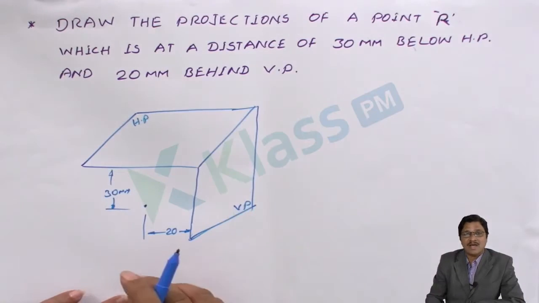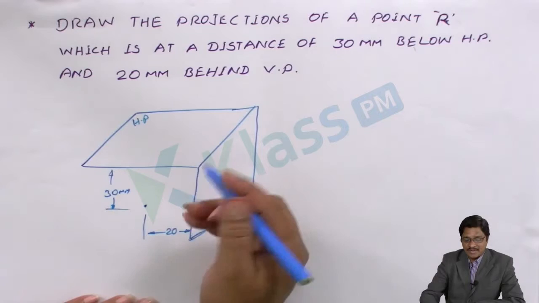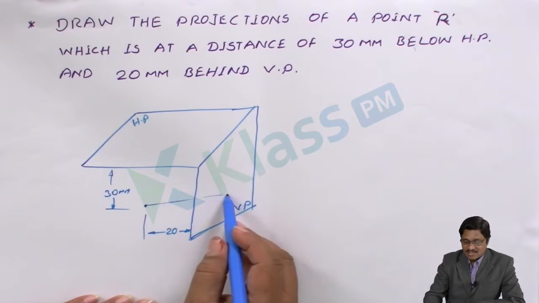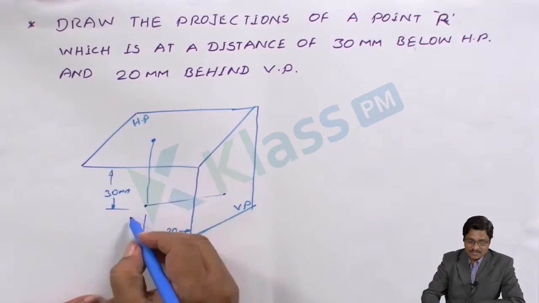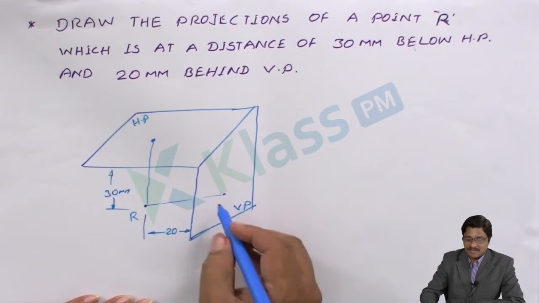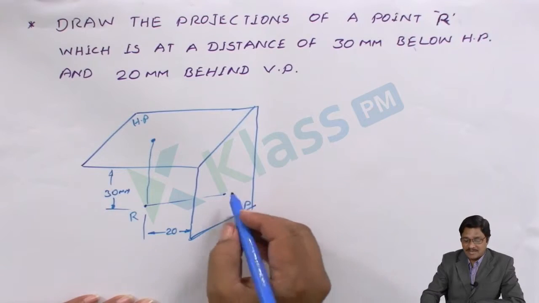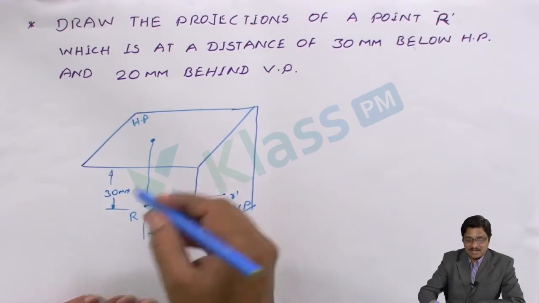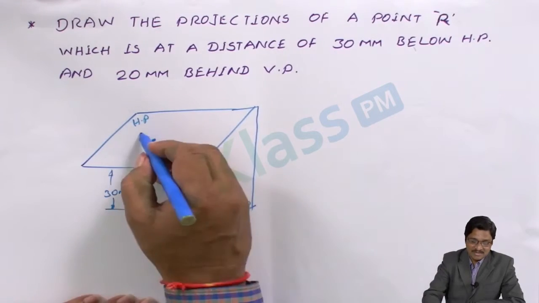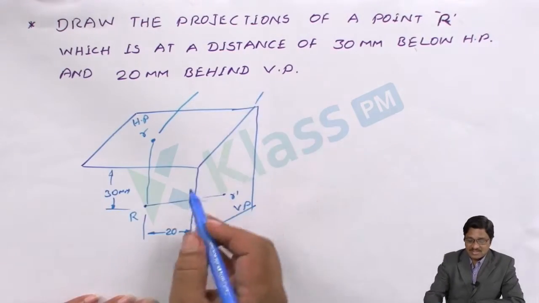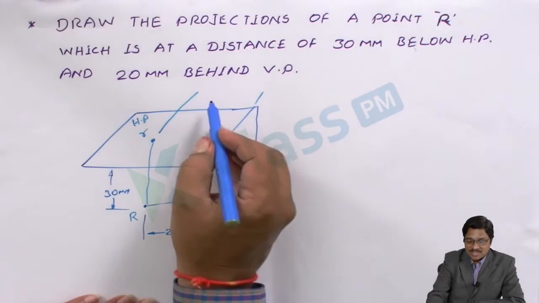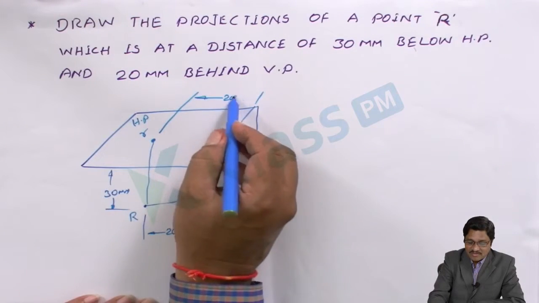The same thing here, as we discussed earlier. If you are getting this, I am projecting on that to get the front view, and I am getting the projection so that we get the top view. So being the point mentioned as R, the front view is the projection on the vertical plane. I can consider R dash. The top view is the projection on the horizontal plane. This is the R. Now how much distance do you get in the projection? The same distance behind the vertical plane, that is 20 mm.